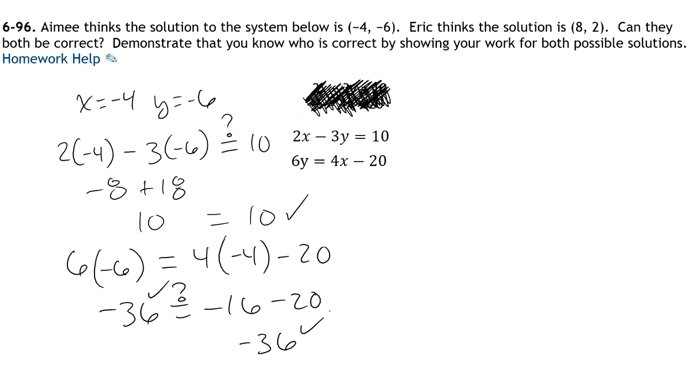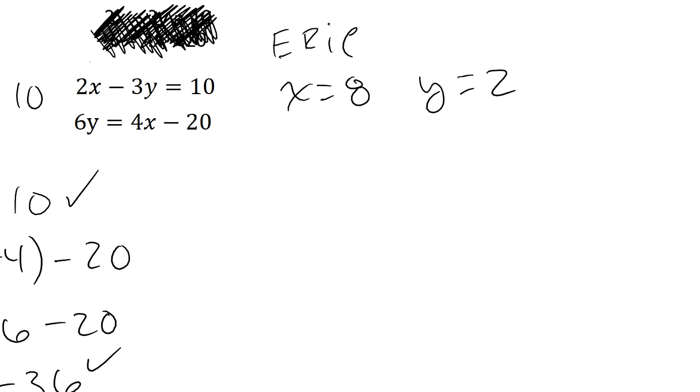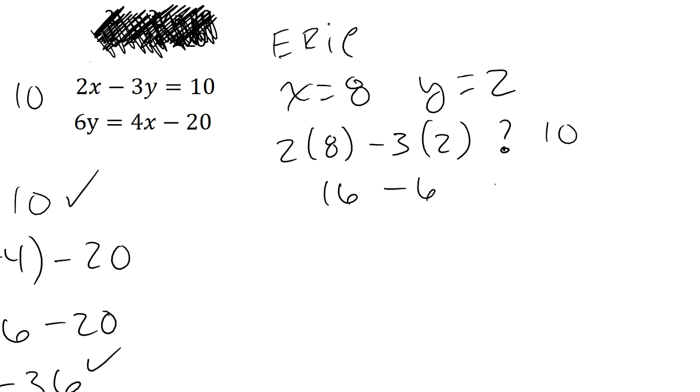So just for the heck of it, let's take a look at what Eric's got going on. Eric thinks that the solution is x is 8 and y is 2. So let's go ahead and plug his values in. In the first equation, we've got 2 times his value of x, 8, minus 3 times 2. And we're wondering if that is the same thing as 10. 2 times 8 is 16, and 16 minus 6 is indeed 10. So actually, he's correct in his first equation, but I suspect that now he's going to fall apart.